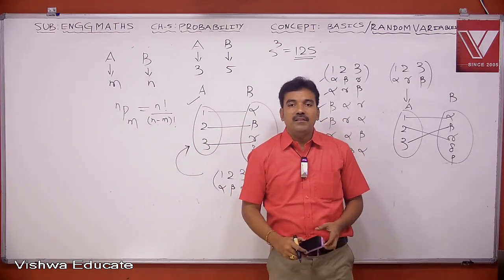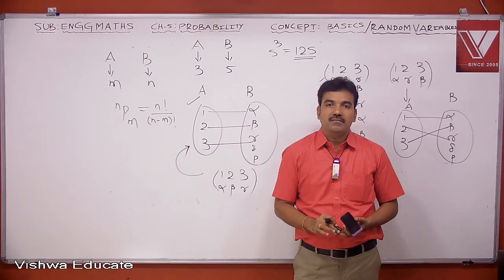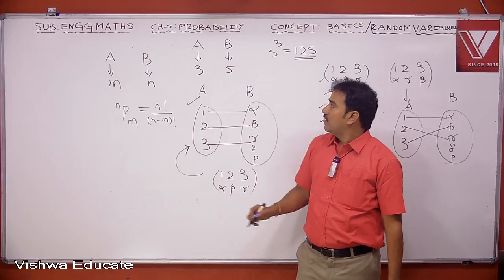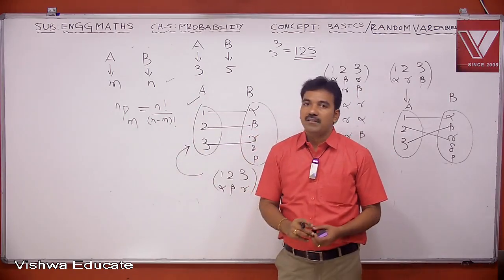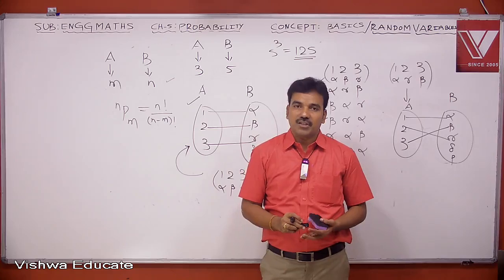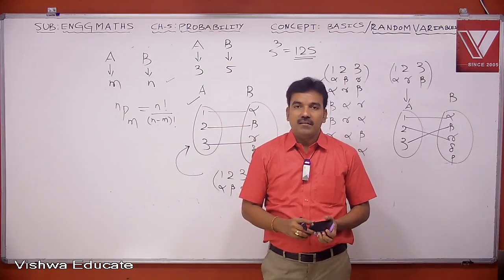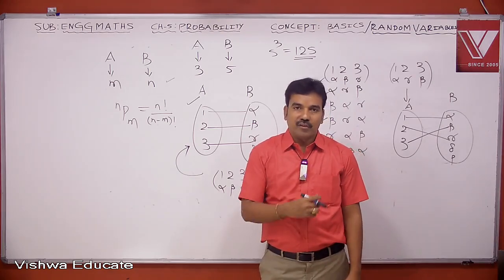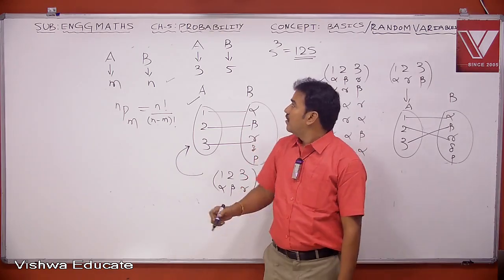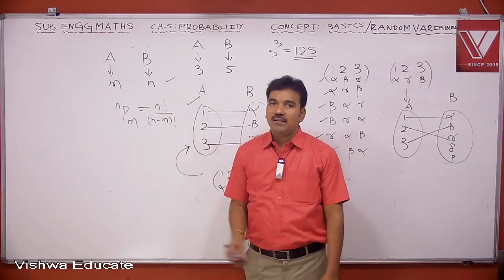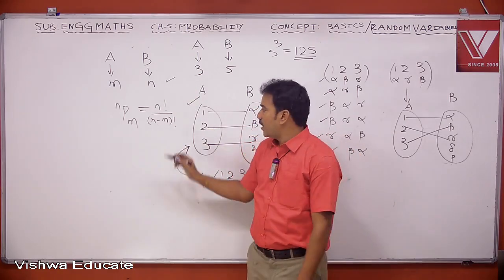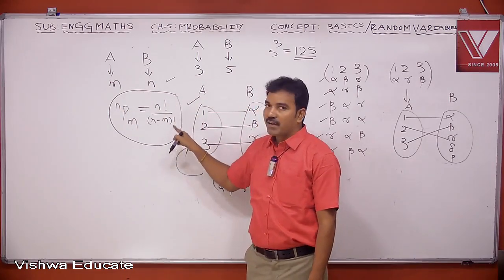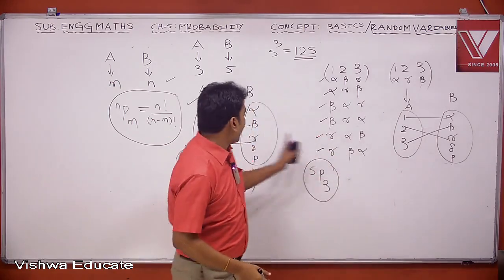If A, B are two finite sets having m, n elements respectively, then the total number of one-one functions from A to B is nPm. This is equal to n factorial by (n minus m) factorial. So you can have these examples.